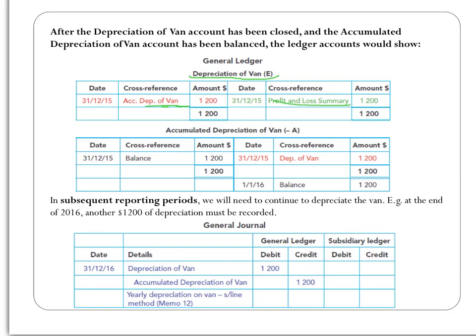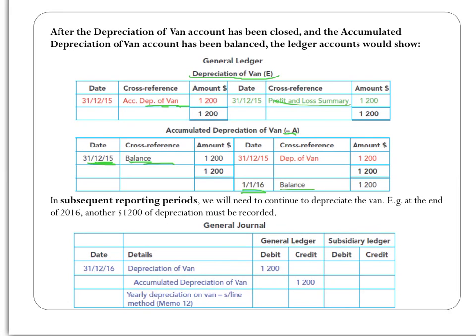Now for the ledger account accumulated depreciation of van, the negative asset account, remember that we credit this account. Because it's an ongoing account, we need to close it off. We need to balance this account. So $1,200, write the balance, $1,200, at the end of the reporting period, 31st December 2015, and then carry over the balance to the start of the next reporting period.